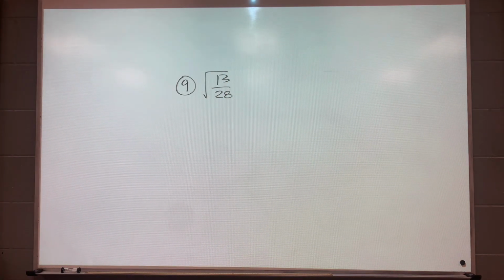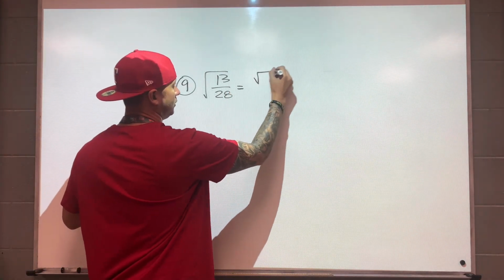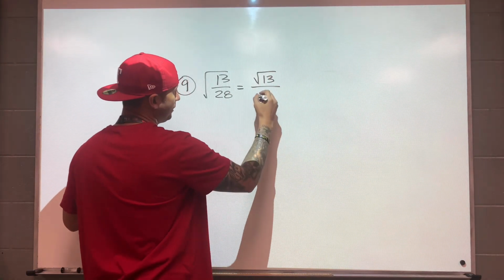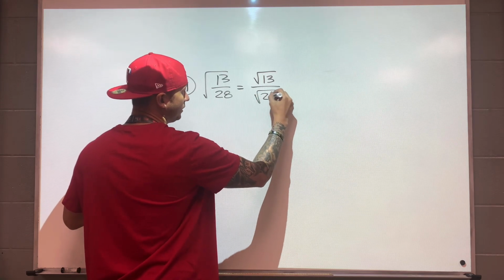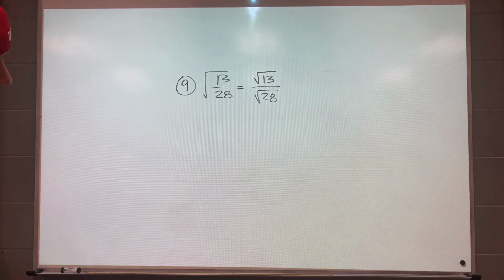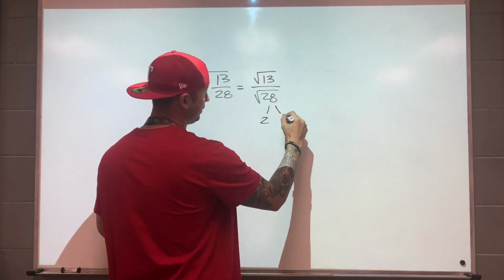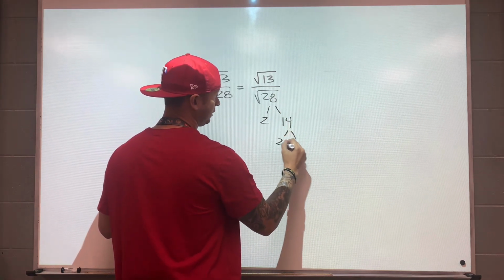Number 9, root 13 over 28. Root 13, that's a prime number, so I can't reduce that anymore. Root 28. Root 28 is not a prime number. It's an even number. It's not a perfect square. So I can factor this into its prime numbers. So 14, 2 and 7.